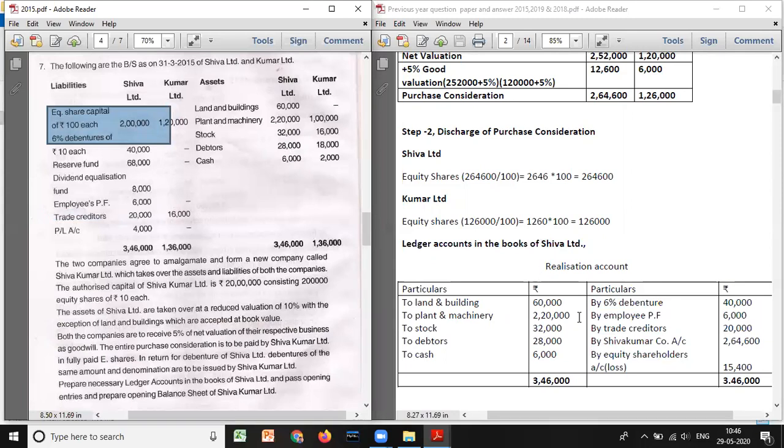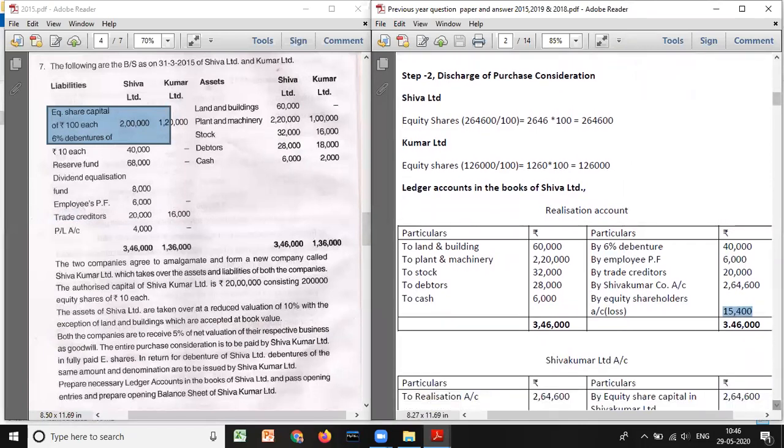So what you have to do? You have to directly write by. Now, which side is more? You look, this side will be more. Asset side will be 3,46,000. Here it will be less. The difference is how much? 15,400. And that loss, if you are getting profit or loss, you have to transfer to equity shareholders. Okay. And the same will be transferred to equity shareholders account.